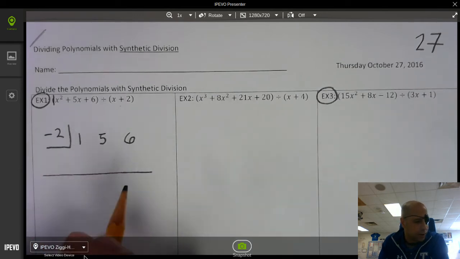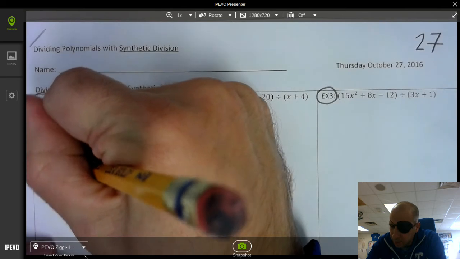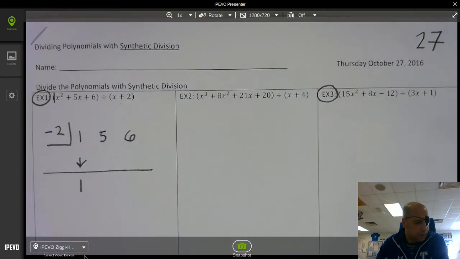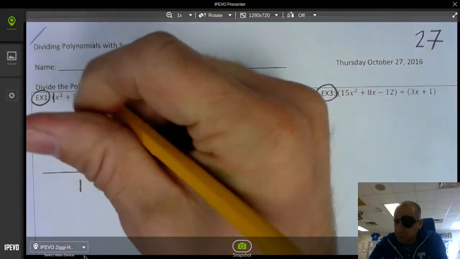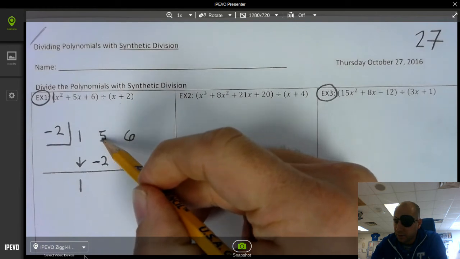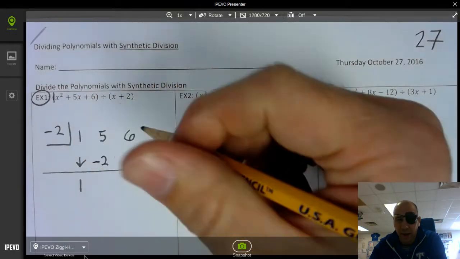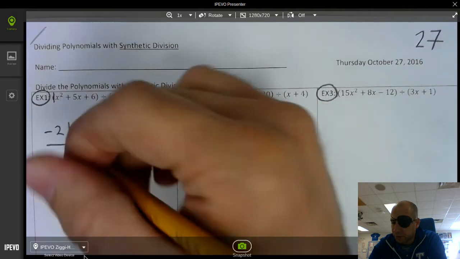Okay, so step 1 is we're going to bring down the 1. Step 2, we're going to multiply. So negative 2 times 1 is negative 2. And then we add. So 5 minus 2 is... I say add, but really it's add or subtract. So 5 minus 2 is 3.